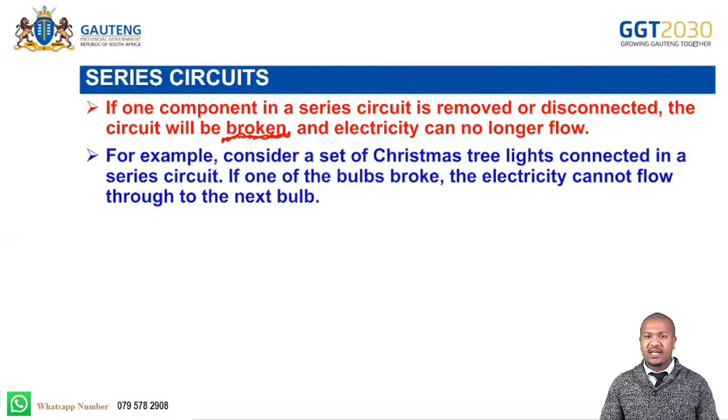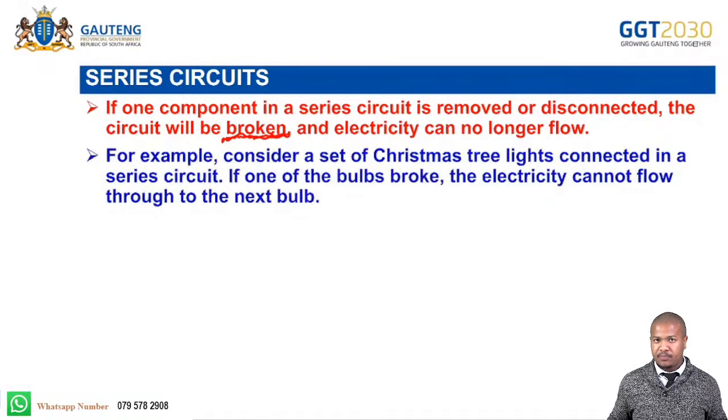For example, let's think of our Christmas tree lights, right? Consider a set of Christmas tree lights connected in a series circuit. If one bulb breaks, what is going to happen? The electricity cannot flow through to the next bulb. This is because they are connected in series, in a linear form, in such a way that they follow one pathway.